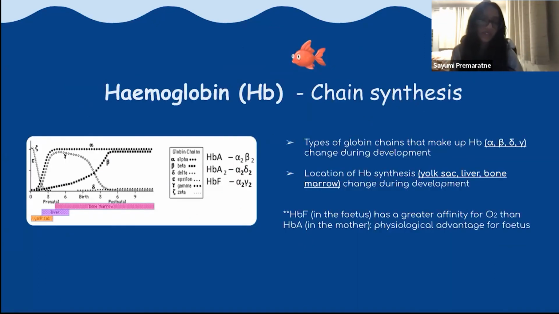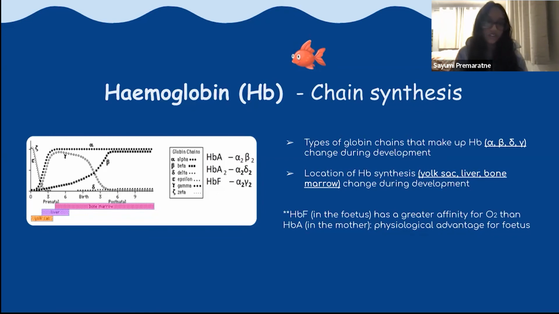This is hemoglobin chain synthesis. I've put there that it's low yield because it's not very important at all. It's pretty much just saying that over development from conception to after birth, the types of chains that make up your hemoglobin will change. So in us after birth, it's going to be 2 alpha and 2 beta. But as you can see on the graph, it's different before birth and it changes.